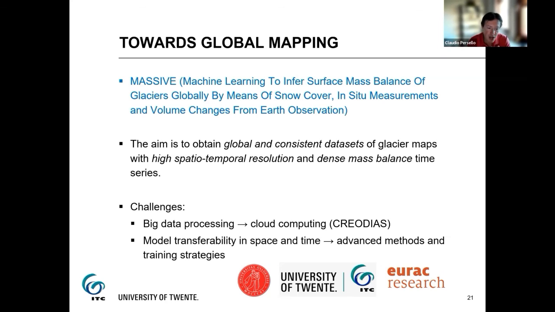Of course, there are many challenges, such as how to deal with the huge amount of data. For that, we are going to use cloud computing. Another is how to ensure model transferability. How can we make sure that a model trained in one area can be used to map glaciers somewhere else? That is, of course, a very challenging machine learning problem. So stay tuned. A lot more has to come on this topic.